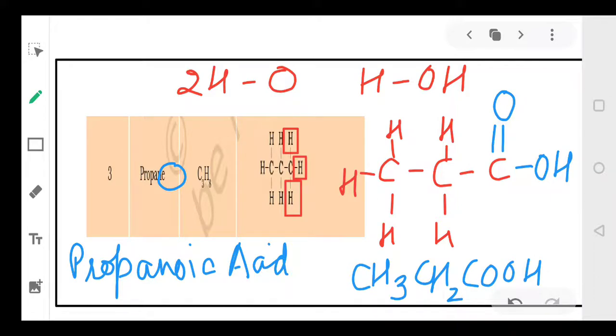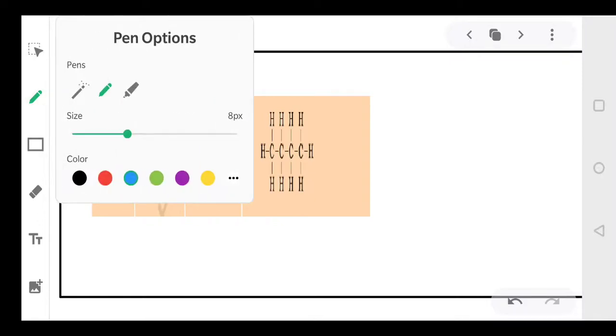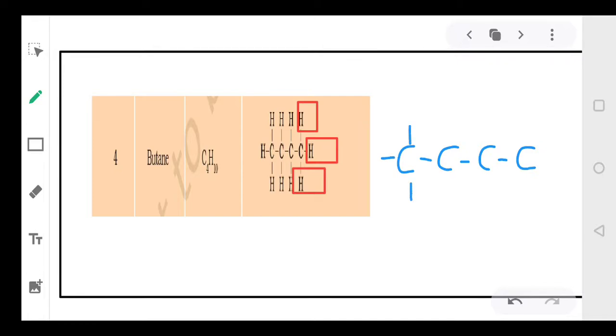Okay, everyone? Let's come to the next, butane. Again we will displace 3 hydrogen atoms. This hydrogen atom, this, and this hydrogen atom we will replace. So C, 1, 2, 3 and 4. The rest will remain the same. H.